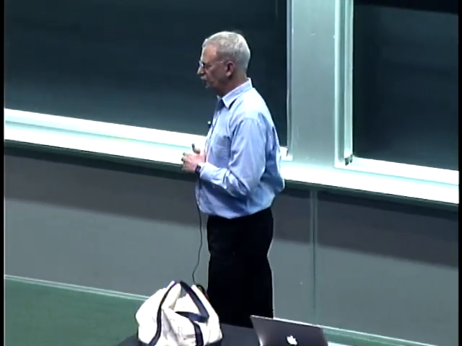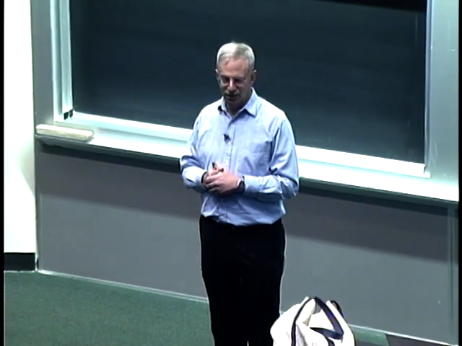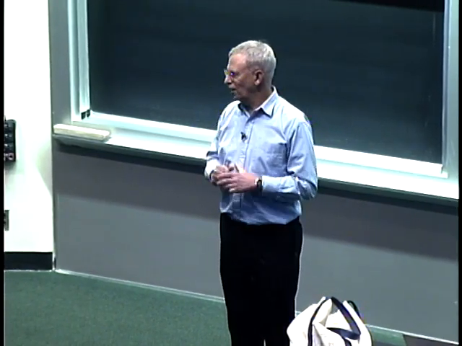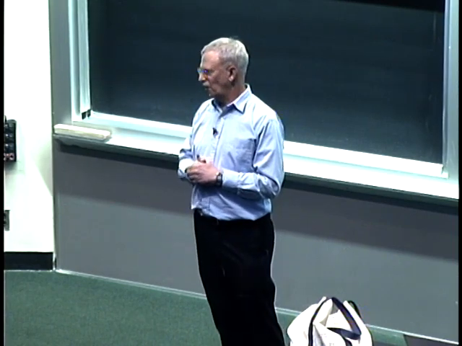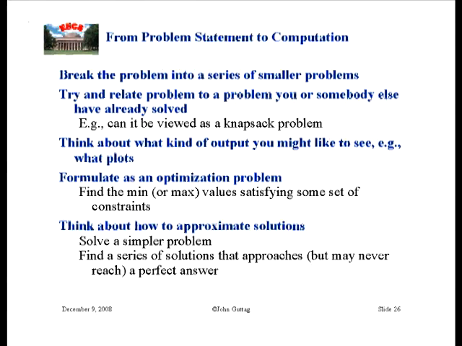Think about what kind of output you'd like to see. I often start thinking about a program by first asking myself, what's the output going to look like? And I'll actually write the output down. And then I'll see if I can't write a program to generate that kind of output. Often you can take a problem, formulate it as an optimization problem. A lot of things reduce to finding the minimum or maximum values, satisfying some set of constraints. So when you're given something like, how do I find the directions from here to Providence?